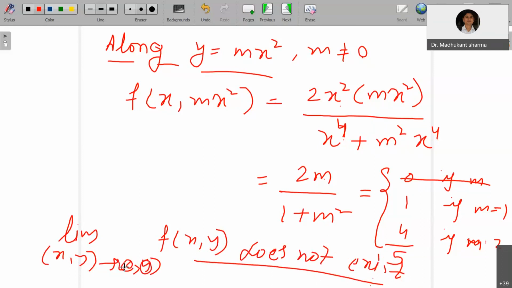Means this is not continuous. Now the question comes: how to get that intuition? Okay, that y equals mx square will be showing you that the limit does not exist. Now the very first thing is that this will come through practice.